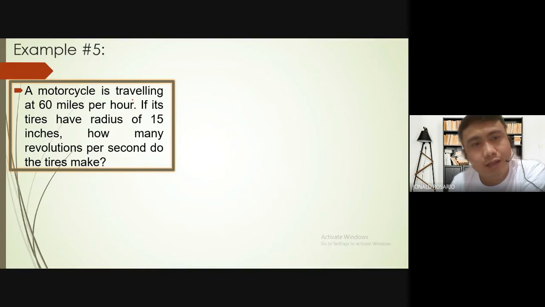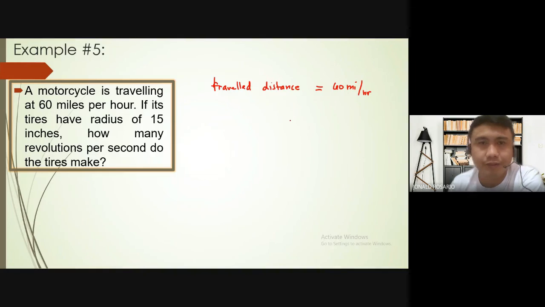A motorcycle is traveling at 60 miles per hour. If its tires have radius of 15 inches, how many revolutions per second do the tires make? So, ang na-travel daw na distance, no? So, travel distance, nalagay ko na lang dito. The traveled distance by the motorcycle is 60 miles per hour. Okay, so this is the travel distance.